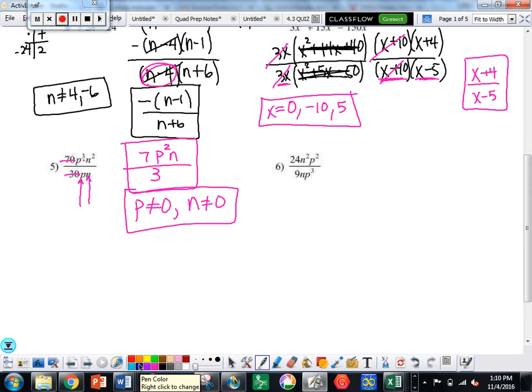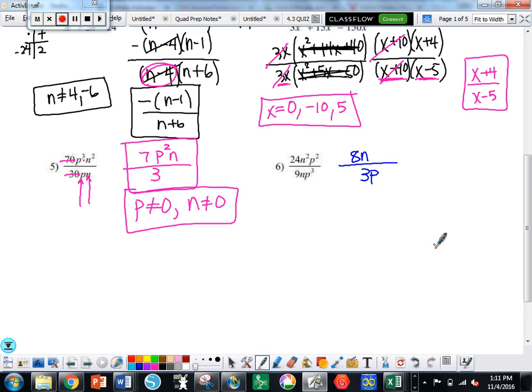Okay, number 6. Same thing as number 5. We can look at them individually. So the 24 and the 9 are both divisible by 3. So we get 8 over 3. There are 2 n's on top and 1 on bottom, so I have an n on top. There are 3 p's on bottom and 2 p's on top, so I would have a p on bottom. And that's all you can do.